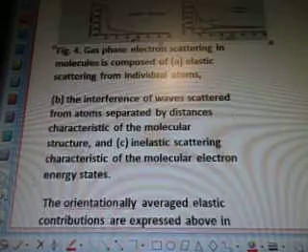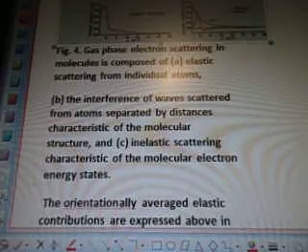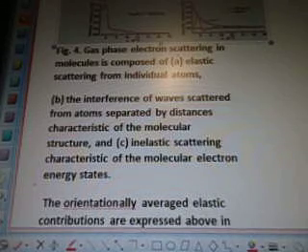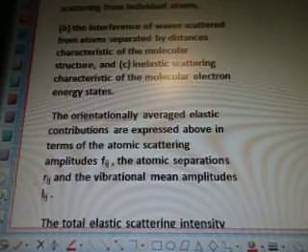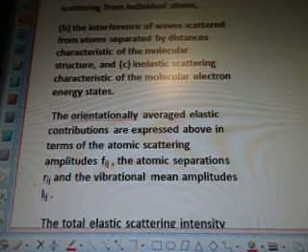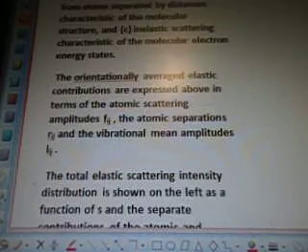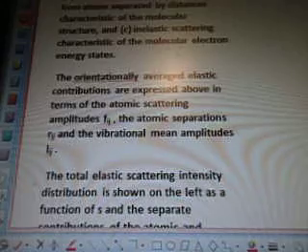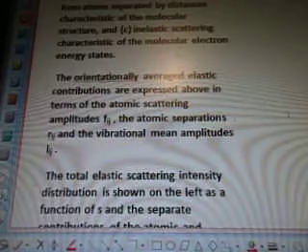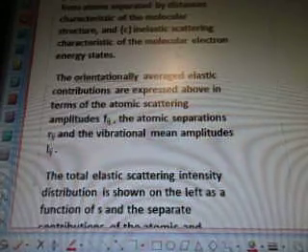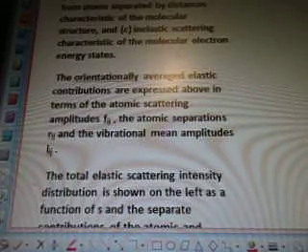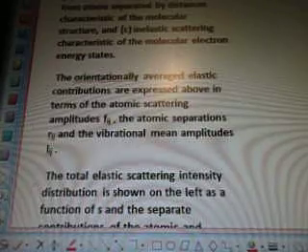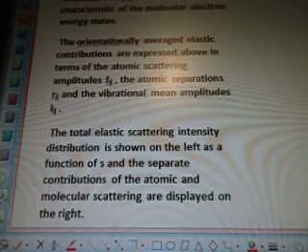Okay, so B is the interference of waves scattered from atoms separated by distances characteristic of the molecular structure, and C, inelastic scattering characteristic of the molecular electron energy states. The orientationally averaged elastic contributions are expressed above in terms of the atomic scattering amplitudes F_ij, with F and a little ij at the bottom right of it. The atomic separations are r_ij, and the vibrational mean amplitudes are l_ij. I don't know if it's I or L.